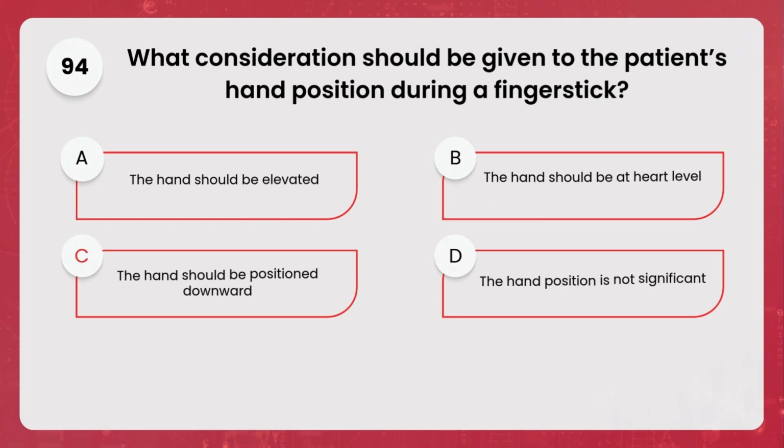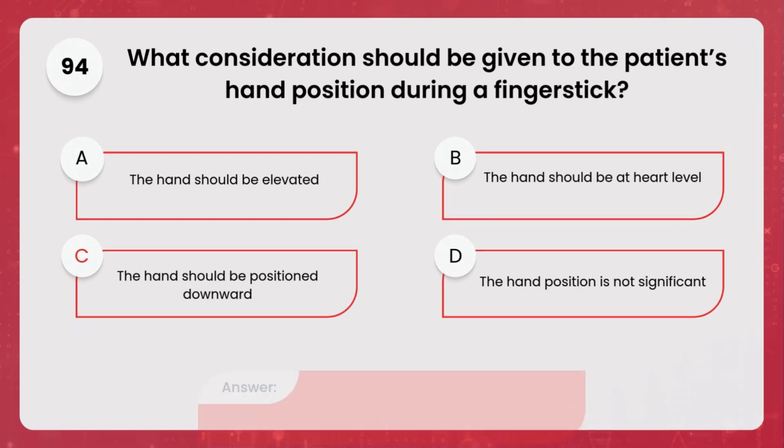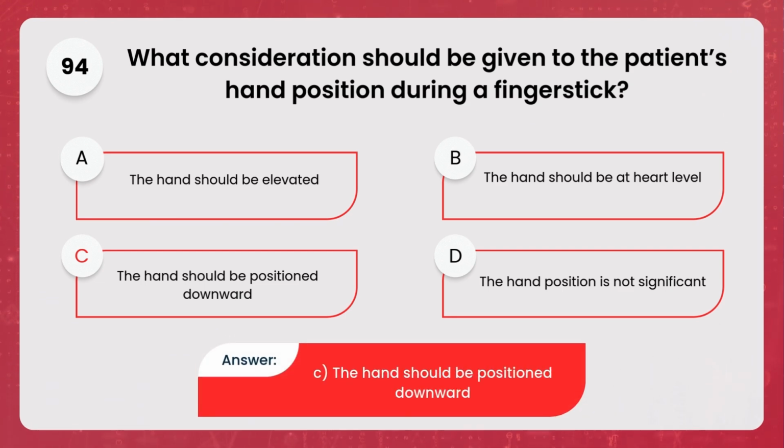The hand should be held at heart level. C. The hand should be positioned downward. And D. The hand position is not significant. The answer is C. The hand should be positioned downward.